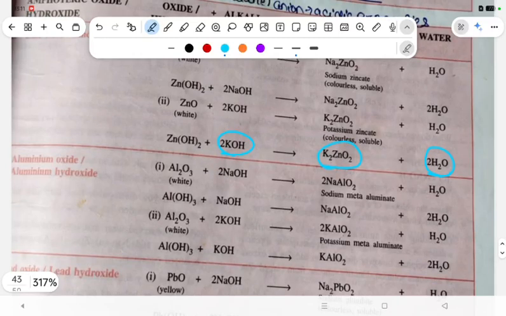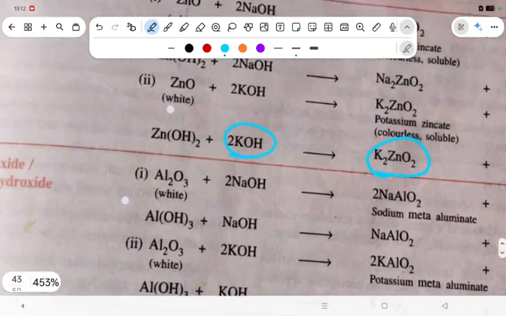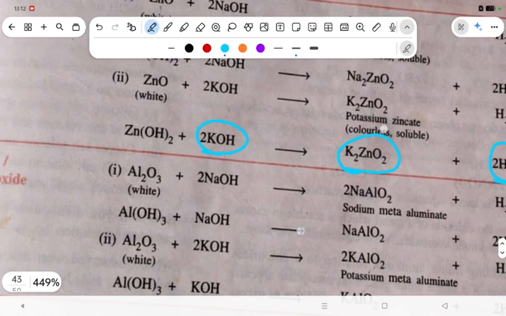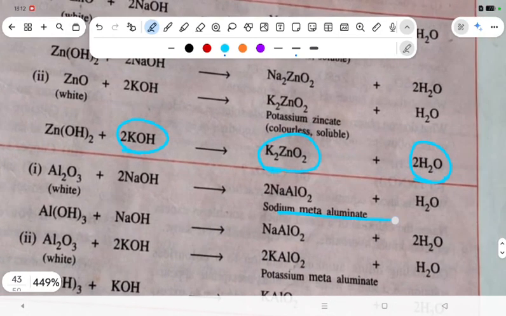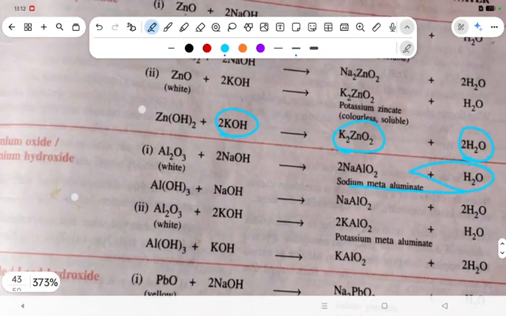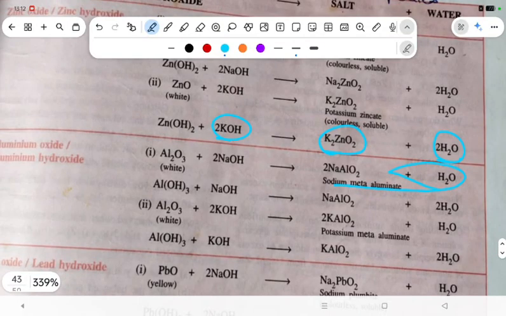For aluminum oxide or aluminum hydroxide, Al2O3 plus 2NaOH will form sodium meta-aluminate and water. Al(OH)3 plus NaOH give rise to NaAlO2 plus 2H2O. Al2O3 plus 2KOH will form potassium meta-aluminate plus water.